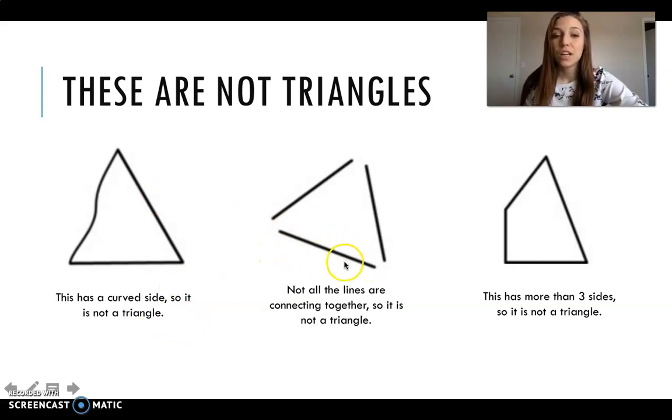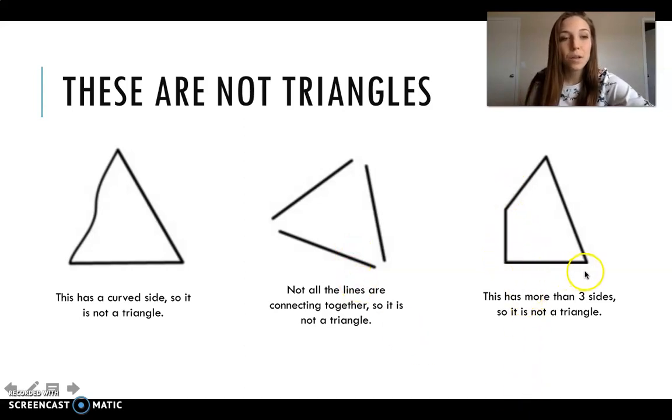My next one over here, this one also really looks like a triangle, but it's not because all my lines are not connecting together, okay? So if you see, there's spaces where all the corners should be because all the lines don't connect. So that means that it is also not a triangle.